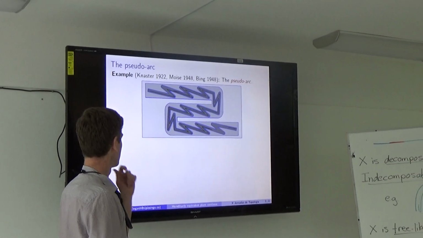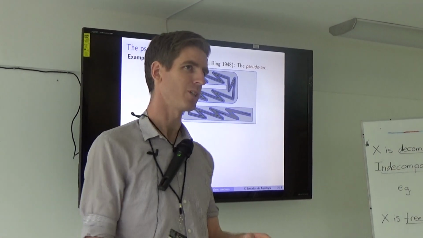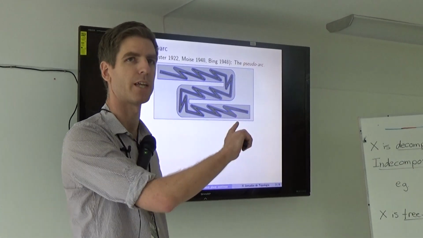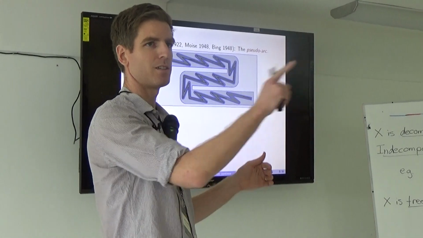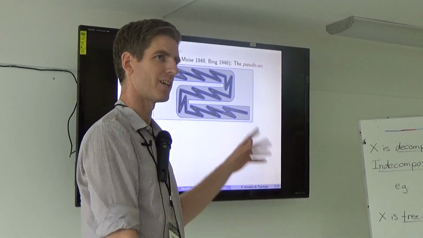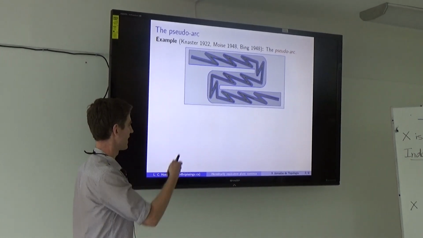So this is a notoriously difficult continuum to draw a picture of because it's got such a complicated structure. And if you try to approximate it, you have such an extreme amount of zigzagging that it's impossible to draw a good picture. This is the best that I can do, and it's not very good.